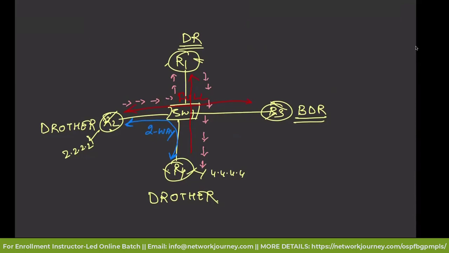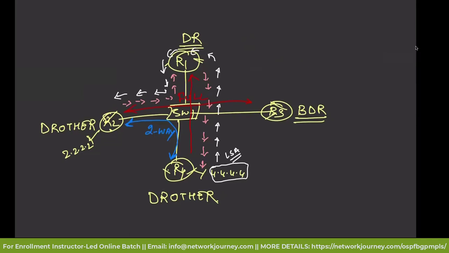You want to say your LSA, when R4 is going to send the LSA, your LSA is going to go to R1 first, right? Because LSA is going to be exchanged only with DR, right? And these white arrows are LSAs, which is for this network 4444. And then DR is going to send that. Right? That's why the traffic will flow via DR.